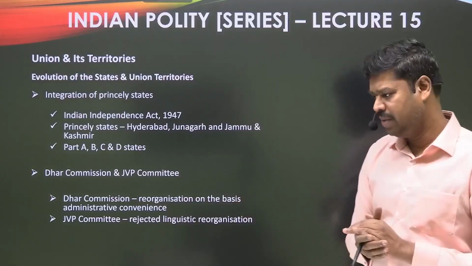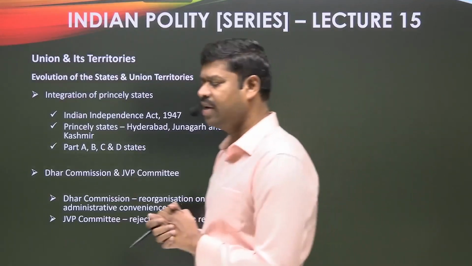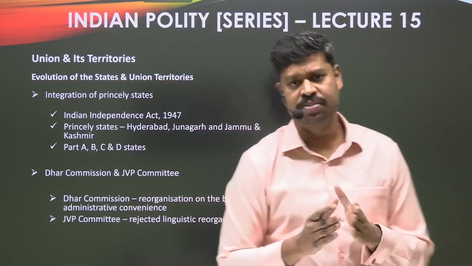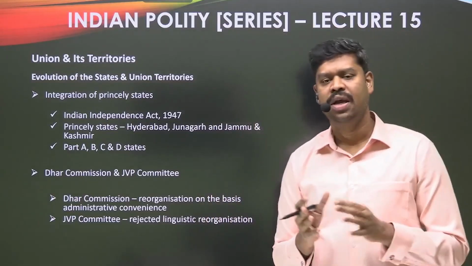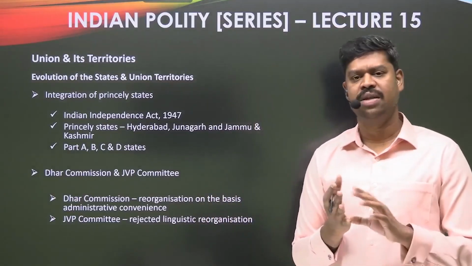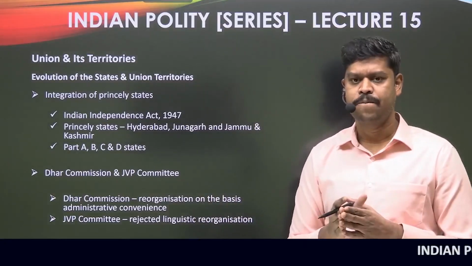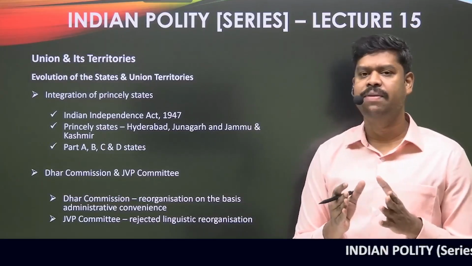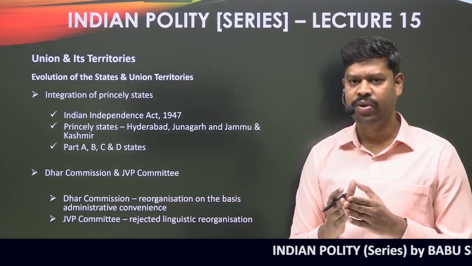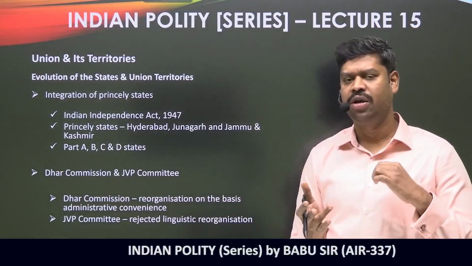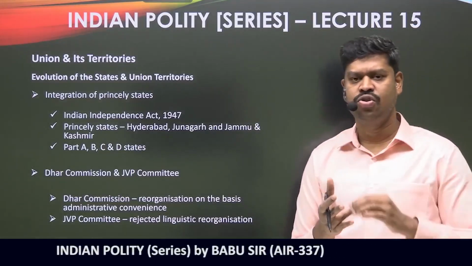At the time of independence, the territories in India were broadly classified into two types, majorly the princely states and the British provinces. But these were not the only units. There were also other units. In fact, the Indian Independence Act 1947 made it very clear that if the princely states want to join India, they can join India, or if they want to join Pakistan, they can also join Pakistan.